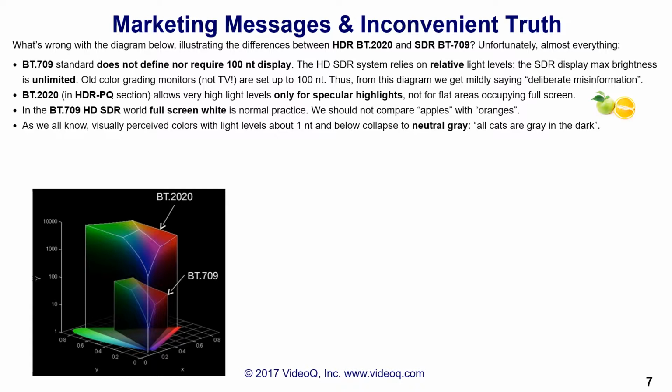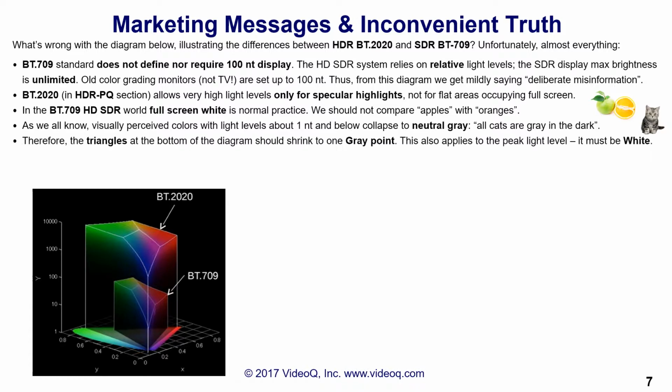Perceived colors of about 1 nit and below collapse to neutral gray. In other words, all cats are gray in the dark. Therefore, the lower portion of the diagram should shrink to one central point. This also applies to the colorless upper portion.